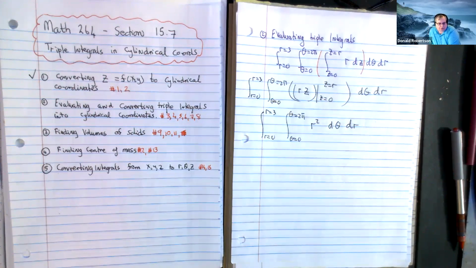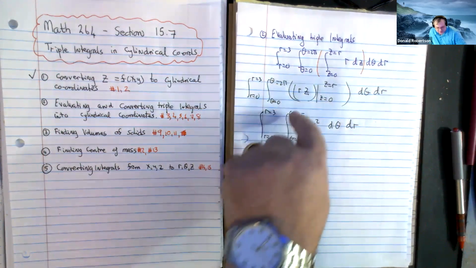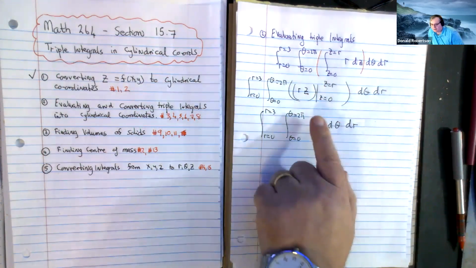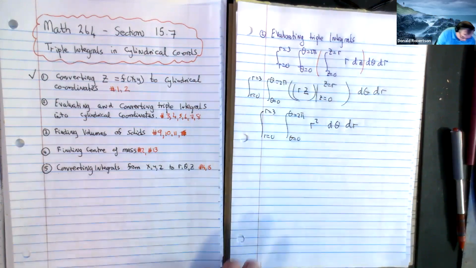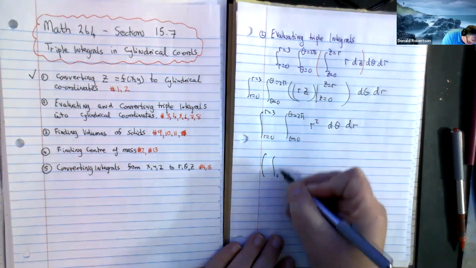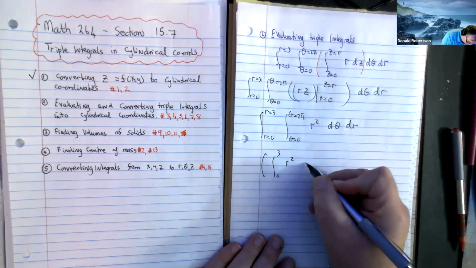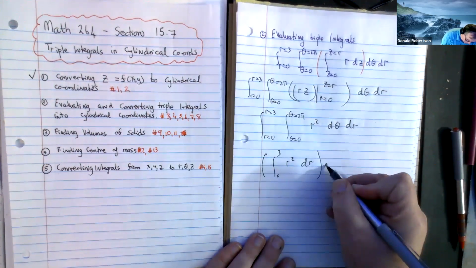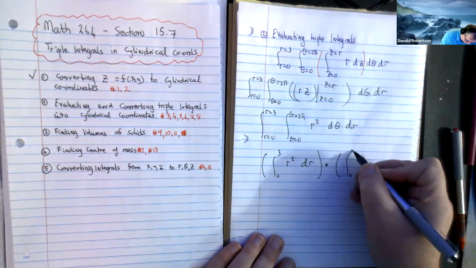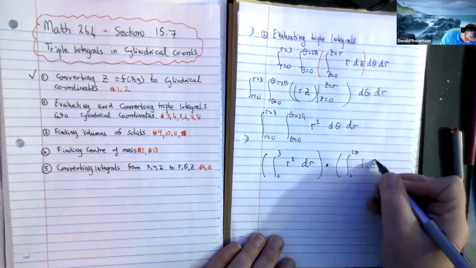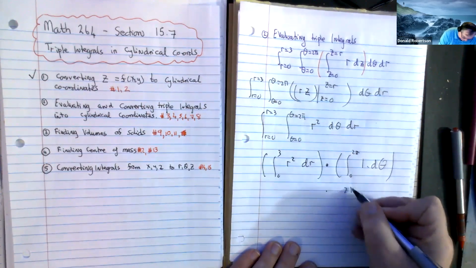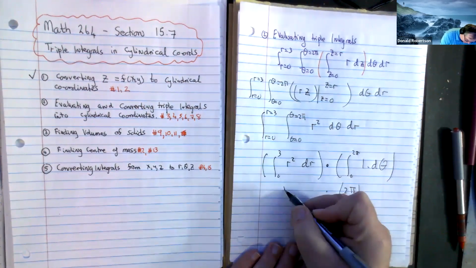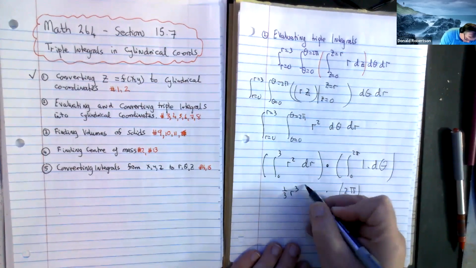And I'm always on the lookout for making my life easier. These limits of integration are all numbers, and isn't this function separable? So why don't I just do an integral from 0 to 3 of r squared and multiply it by an integral from 0 to 2 pi of, well, when you use everybody up, you get a 1. This is 2 pi. And this is 1/3 r cubed.